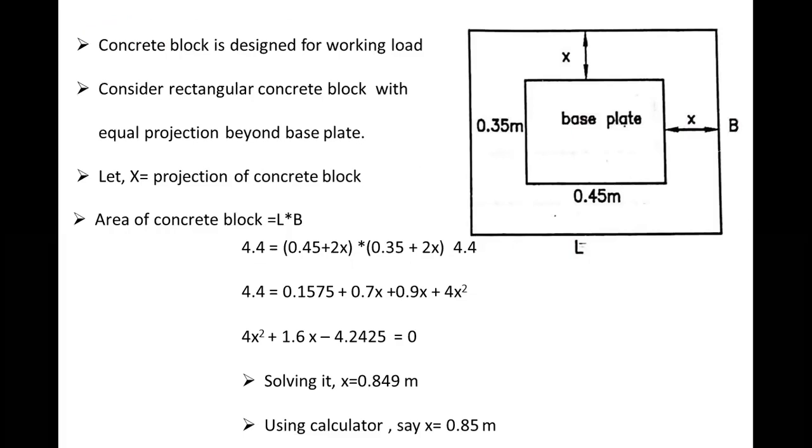So X is equal to projection of concrete block. So area of concrete block is equal to length multiplied by width, right? So here the unknown term is X, right? Apart from that X dimension, all the dimensions are given, right? So area of block is given, length is also known, right? So using this equation with a calculator, we finally got X is equal to 0.85 meter.